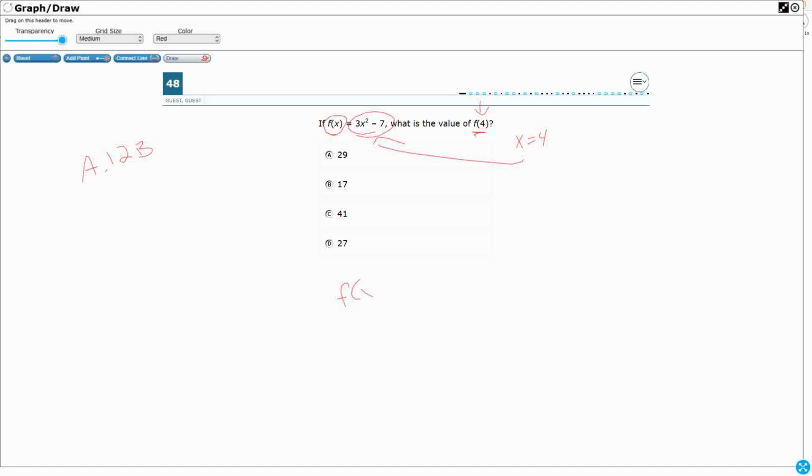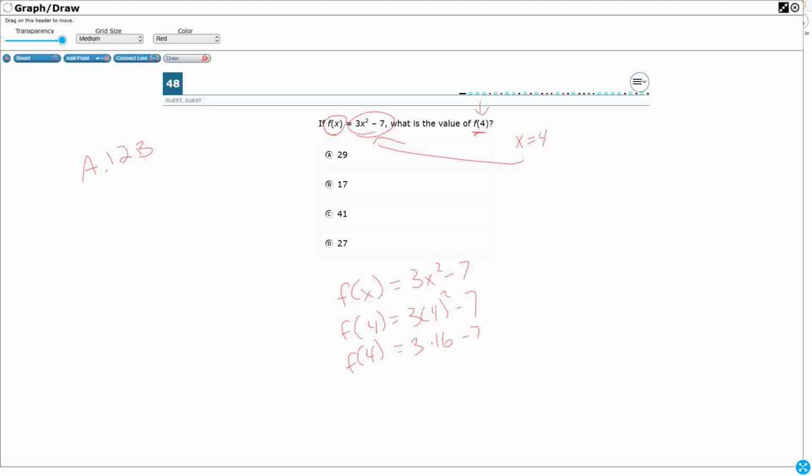So f of 4, f of x, here's our standard, right? We're going to take this and we're just going to replace every x with 4. That's what f of 4 means. So 3, and then I'm going to take the x, replace it with 4, and that's it. So f of 4 equals 3 times 4 squared is 16, minus 7. I'm going to use my PEMDAS, the order of operations. I need to multiply first.